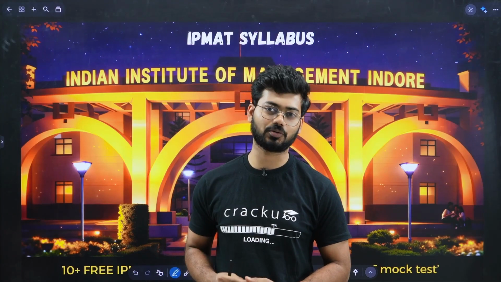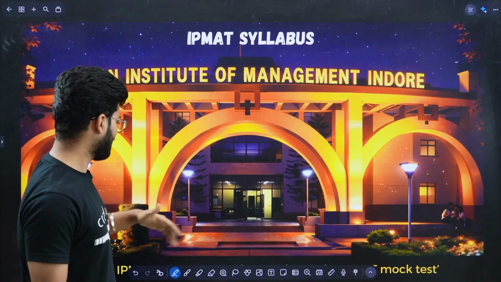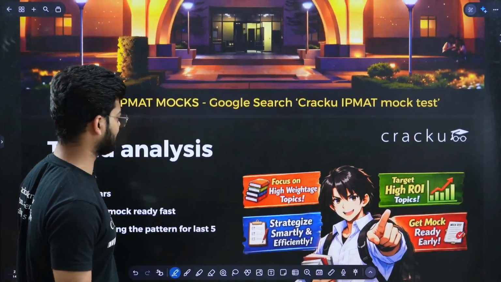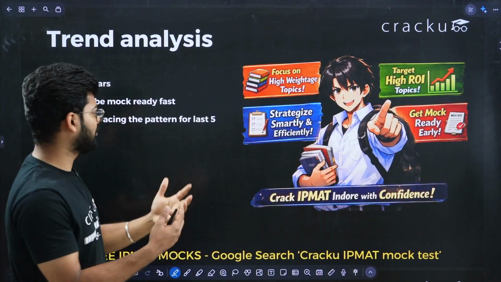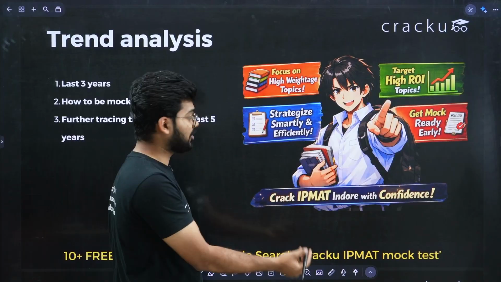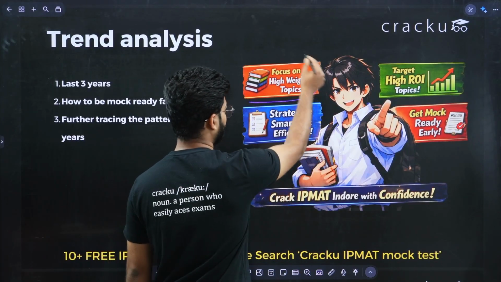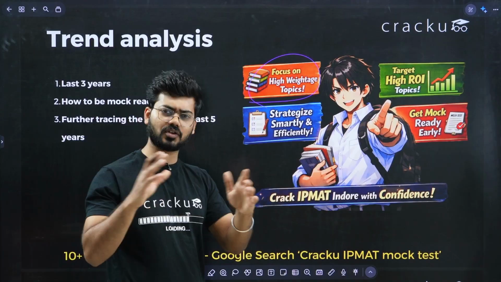Today we are about to discuss a very important topic, which is the IPMAT Indore syllabus, and let's see how we are going to discuss it. We are going to do a trend analysis, and in what way? We will analyze this such that we get an understanding of what is a high weightage topic, how to strategize smartly and efficiently. The syllabus is huge, right?